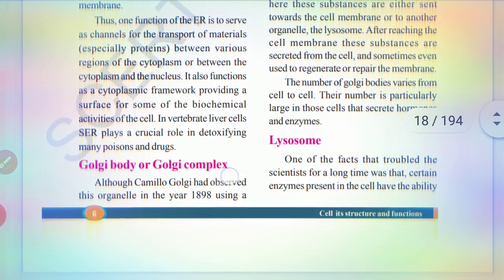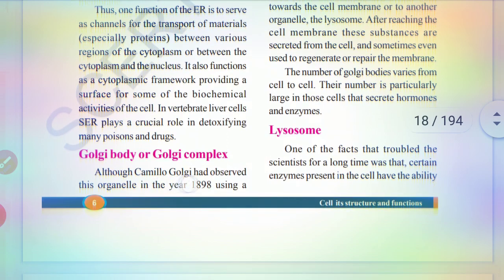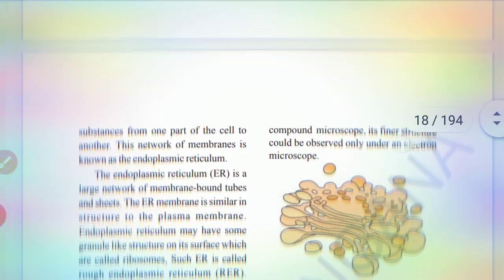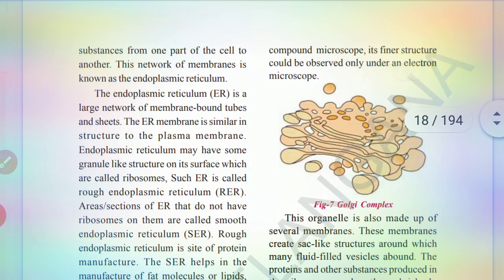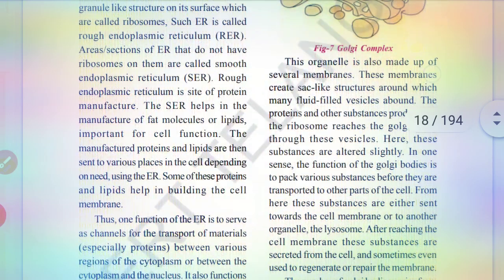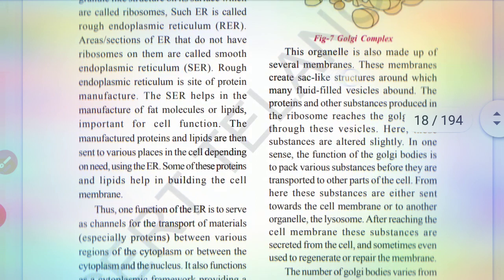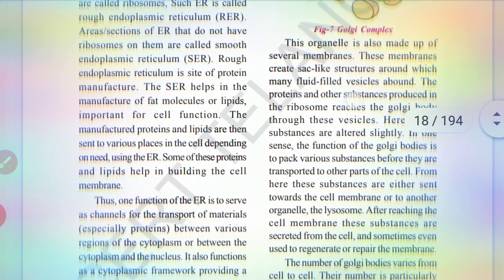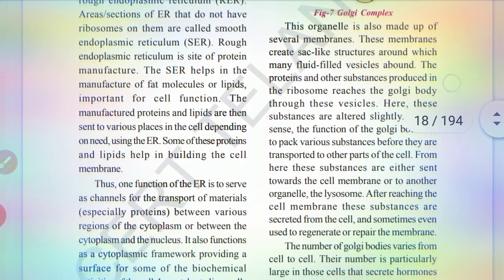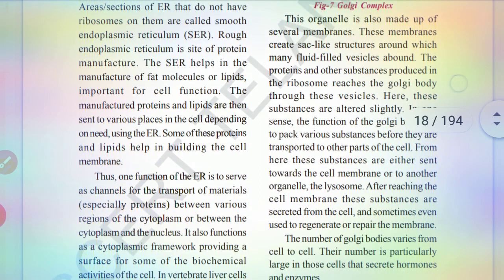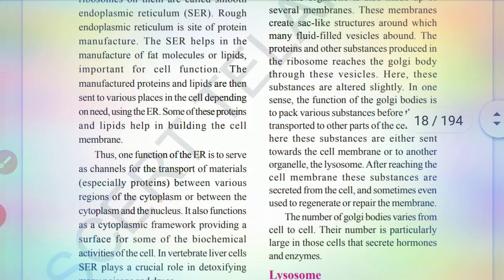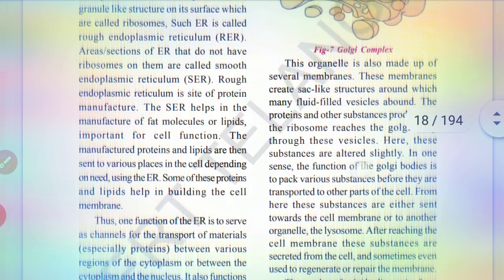Golgi body or Golgi complex. Although Camillo Golgi had observed this organelle in the year 1898 using a compound microscope, its finer structure could be observed only under the electron microscope. This organelle is made up of several membranes. These membranes create sac-like structures around them, in which many fluid vesicles abound. The proteins and other substances produced in ribosomes reach the Golgi body through these vesicles. Here, these substances are altered slightly.